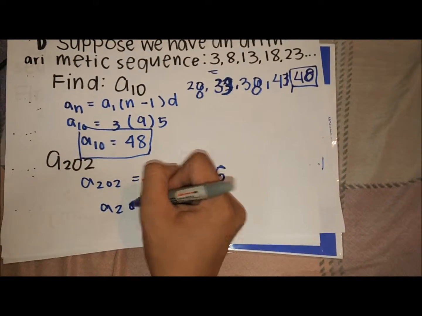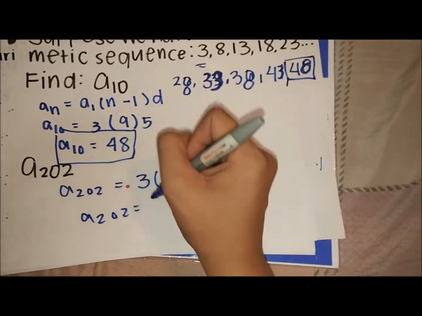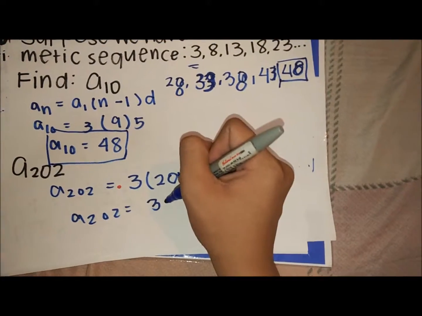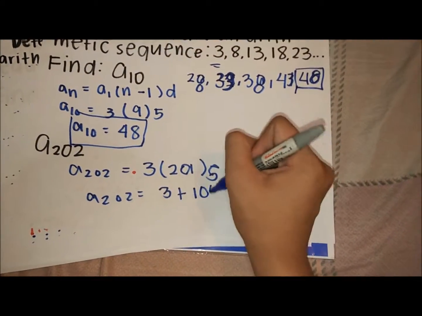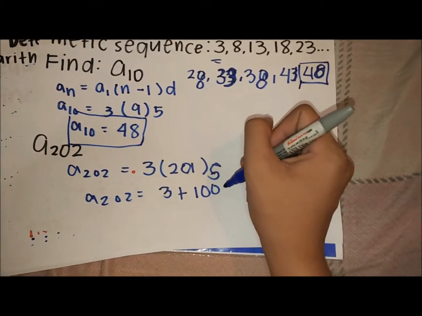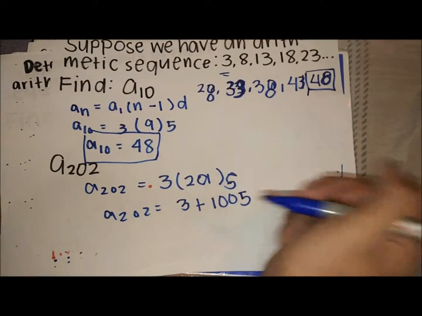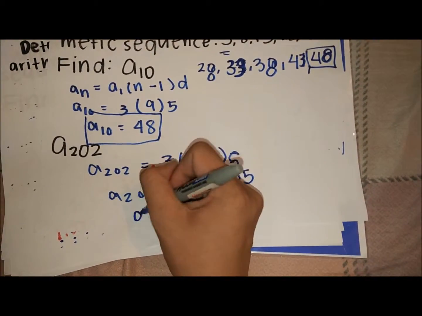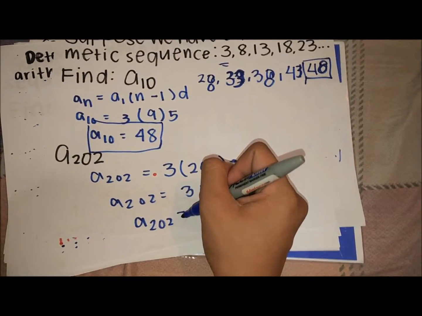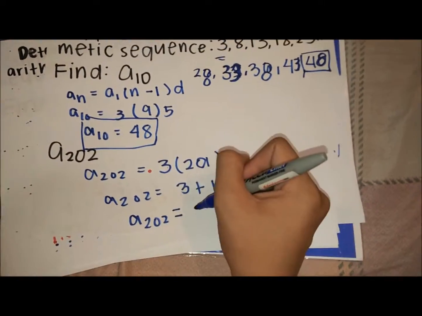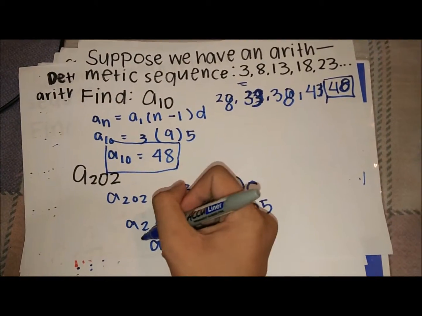So, if my arithmetic is correct, we will get 3 plus 1005. Yeah, sounds better. Okay, so a sub 202, or the 202nd term, is equal to 1008.